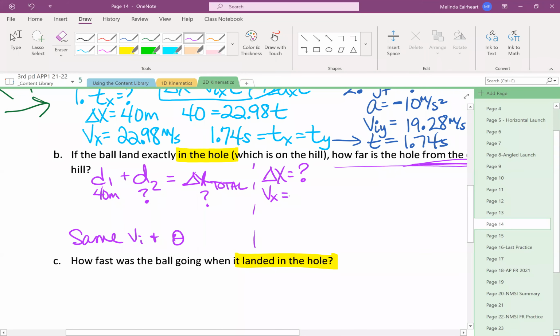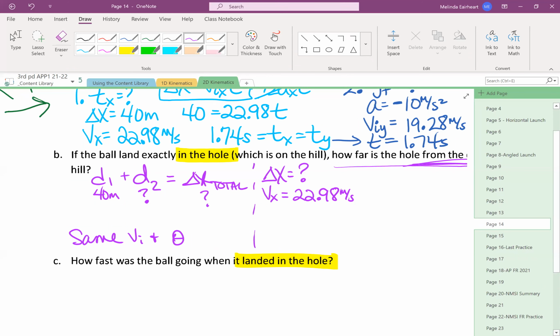And so Vx earlier was that 22.98. So that's going to be the same. What about time? Is it still 1.74? What was that the time of? To go to the hole? Right, that's just to cover D1. Well, can we just multiply by 2? 1.74 times 2?